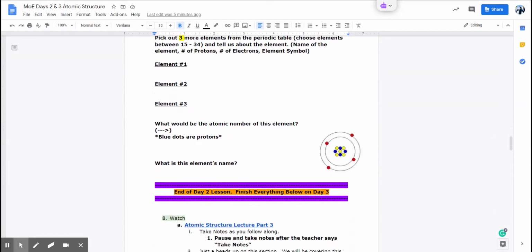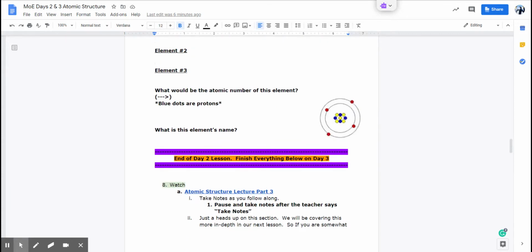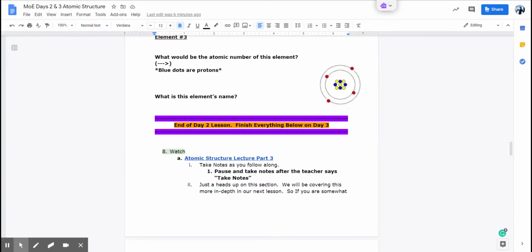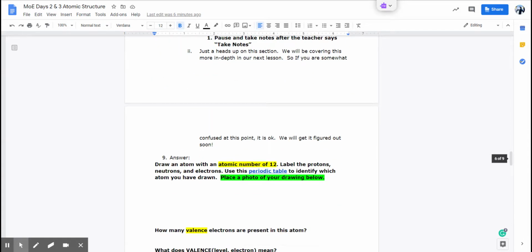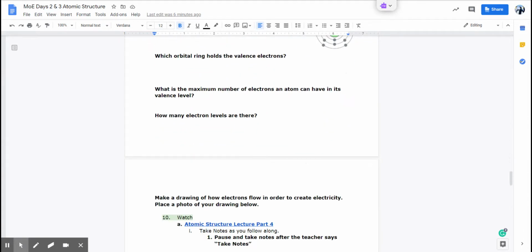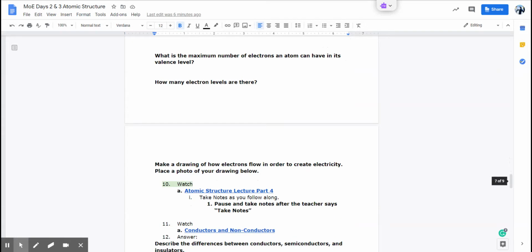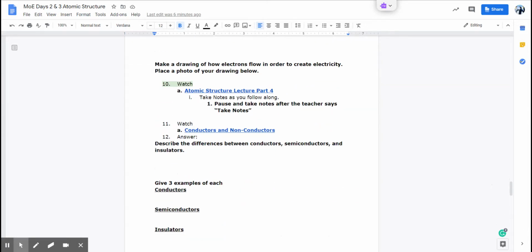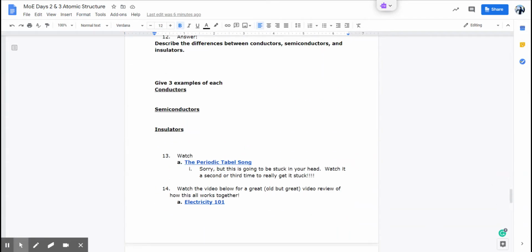All right. So you're going to get to this part right here, purple and orange. This tells you that everything above it, you finished the day 2 lesson. Everything below it is the day 3. So on Tuesday, you get to this part, pause, stop, don't hand anything in. On Wednesday, you're going to come back and start watching the lecture part 3, along with answering questions, taking notes. Watch the lecture part 4, again, watch a video, take notes.